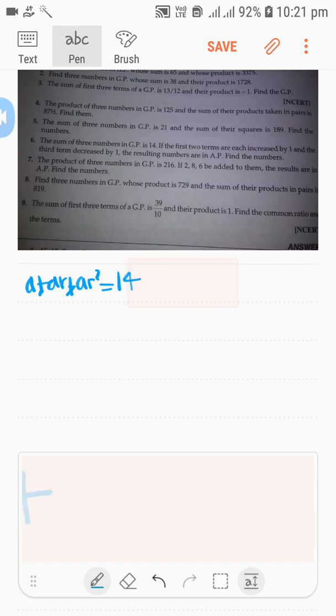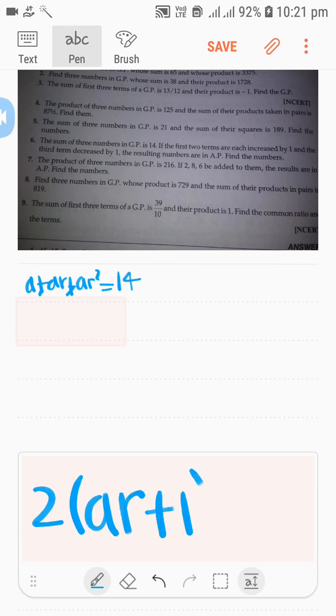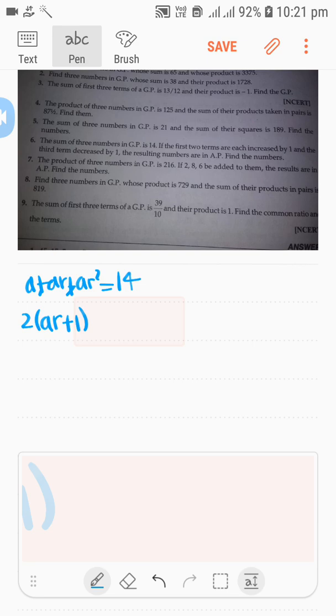And the next equation is that when you add 1 to the first one, 1 to the next, ar, and you subtract 1 from ar squared, now these three numbers will be in AP. So this new middle term will be the arithmetic mean of the new first and last terms. So we can write that 2 times ar plus 1 is equal to a plus 1 plus ar squared minus 1, which is just a plus ar squared.